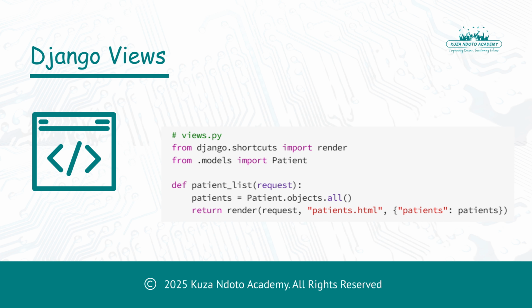The view contains your application's business logic. It's a Python function or could be a class-based view that receives a web request. It processes it, often by interacting with a model, and returns a response. The view then decides what data is needed and which template to use to render that data. This logic is written in a file that we call the views.py.